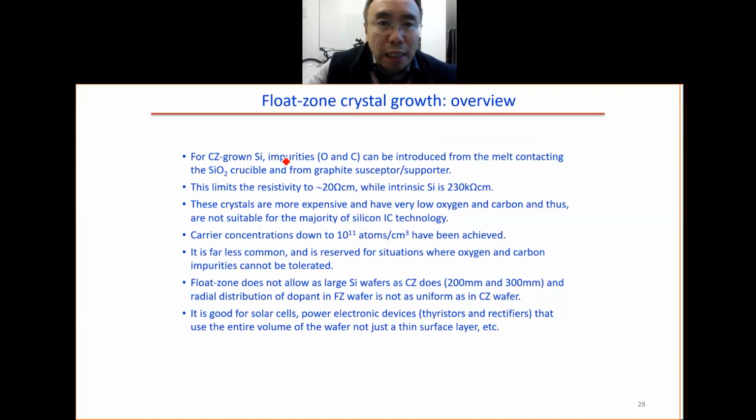So we know that for the case of CZ growth, we have oxygen and carbon. Oxygen comes from the silicon oxide crucible container. Carbon comes from the heating element, graphite. So this limits resistivity to about 20 ohm centimeter. But for intrinsic silicon, the resistivity is more than 200 kilo ohm centimeter.